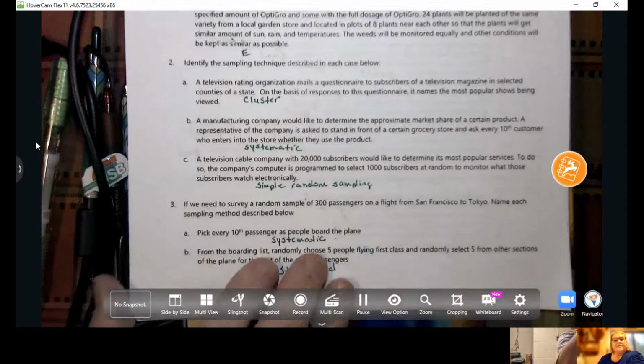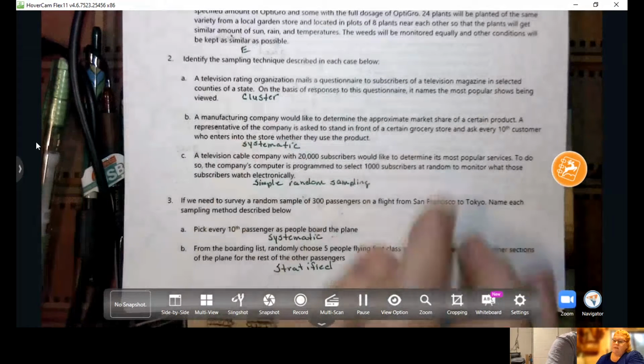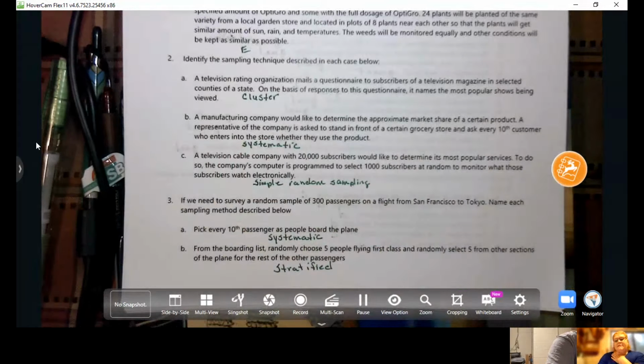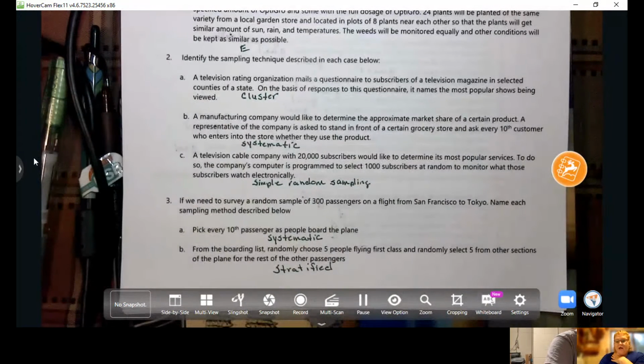The second part of that assignment looked at sampling techniques. So you would read the situation and then decide which type of sampling technique the situation involved. So those are the answers to those particular types of problems.